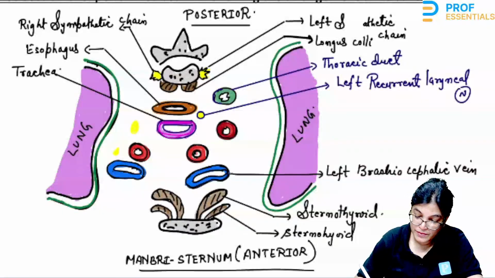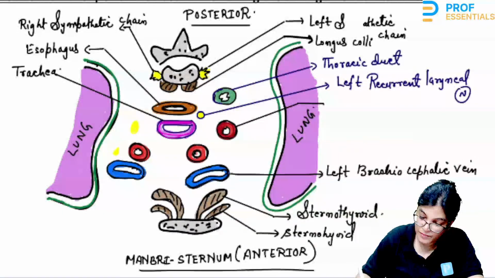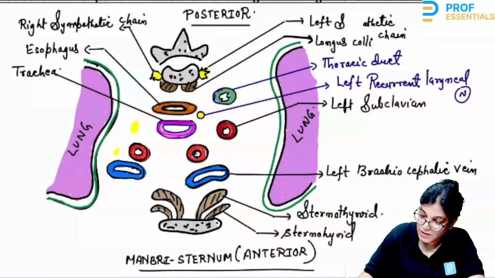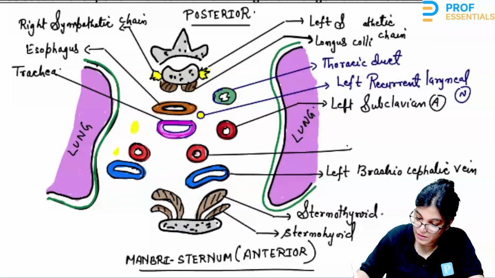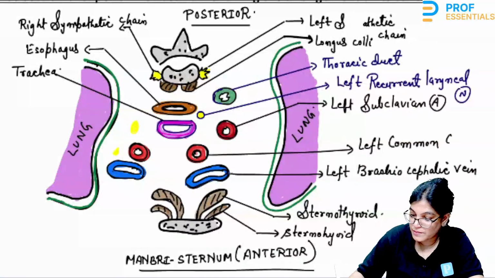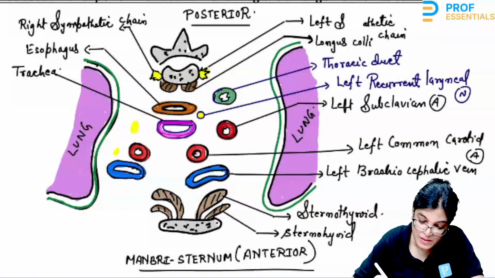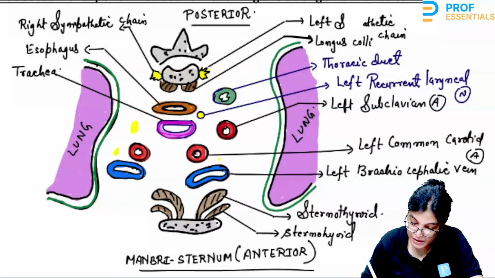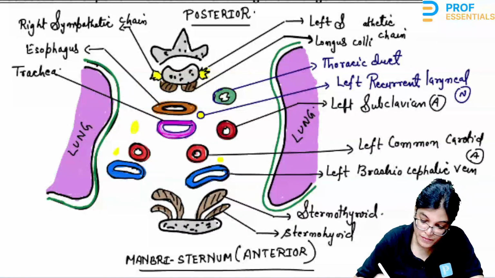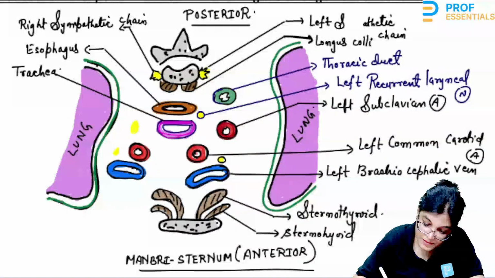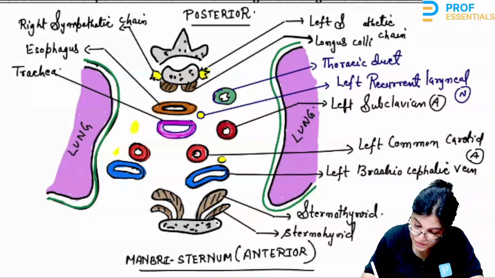This is the left subclavian artery. This is the left common carotid artery. Okay, and we have already mentioned the nerves. Actually, we will also have the left phrenic nerve on the left hand side. So we'll make the left phrenic nerve here. Is it visible, or would I like to use another color? This is the left phrenic nerve.